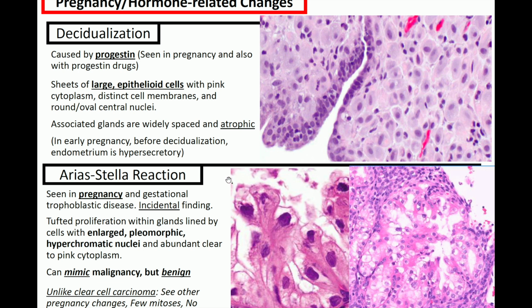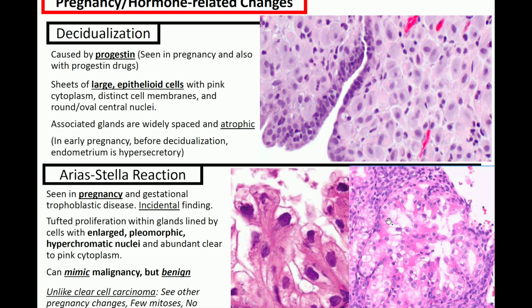Another fun one is the Arias-Stella reaction. This is one of those pathognomonic images that you'll often see, and for me now, it triggers Arias-Stella reaction, but at first it was confusing, and I didn't really know what was going on because it looks messy and there's a lot going on. But this is normal, seen in pregnancy and gestational trophoblastic disease.